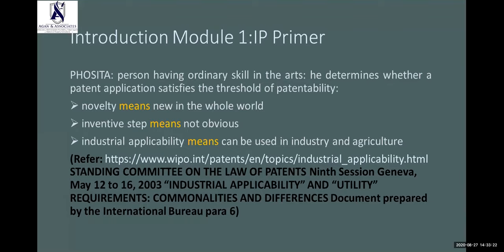Now, that kind of invention, of course, by the time was new and was not obvious. However, the applicability of that particular invention was judged to be of personal use because it is something that is just used by a lady who requires such a contraceptive application. And as such, that invention could not be granted a patent simply because it failed in the third threshold of industrial applicability.